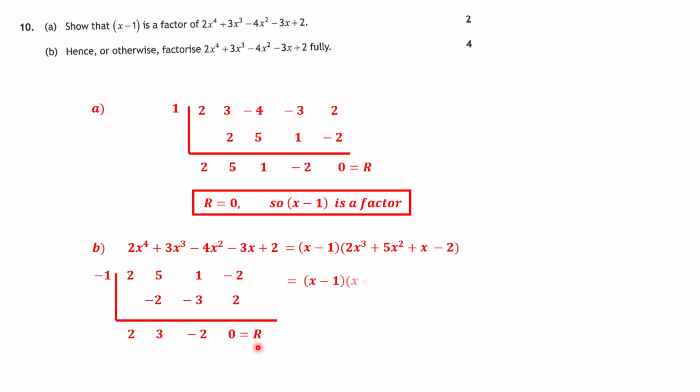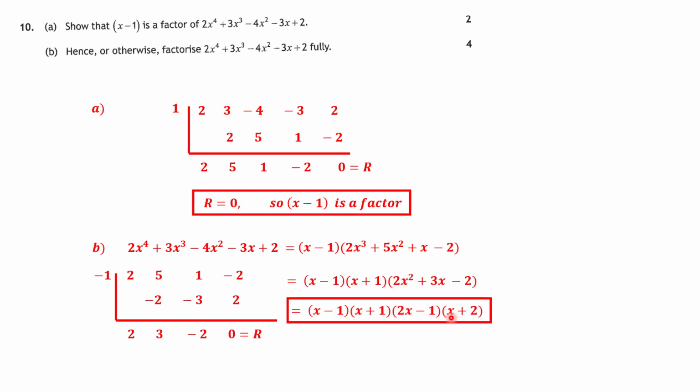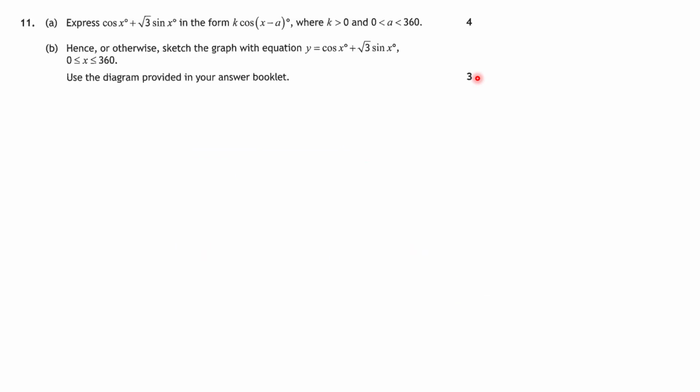So we can then say we have x plus 1 as a factor. That's this one here. We had this one already, and we have a quadratic expression here. Now this does factorise, and we get 2x minus 1, x plus 2. It's not too difficult to work out that one. You can do it by trial and error, or you can do it by another method, but that's the final factorisation, and the whole question is worth 6 marks.